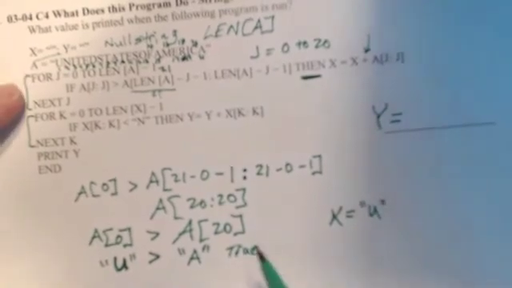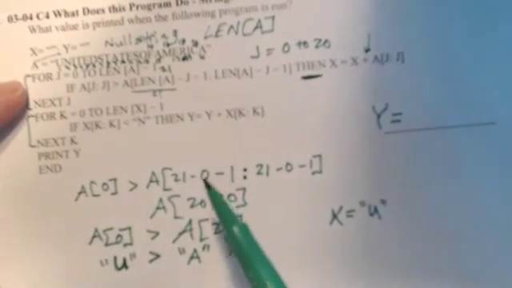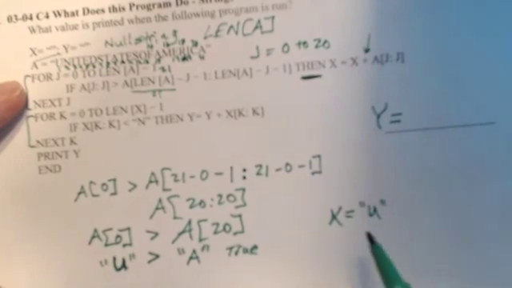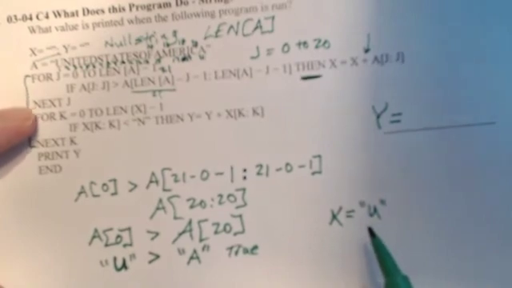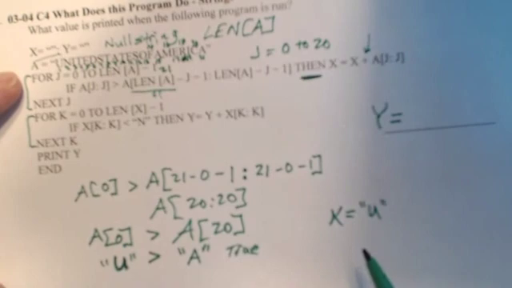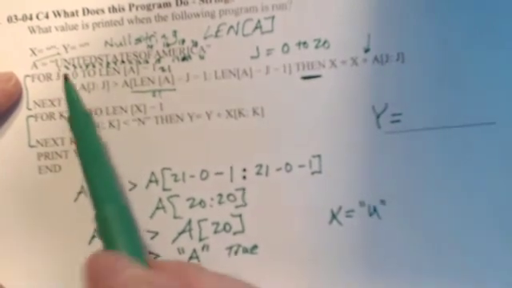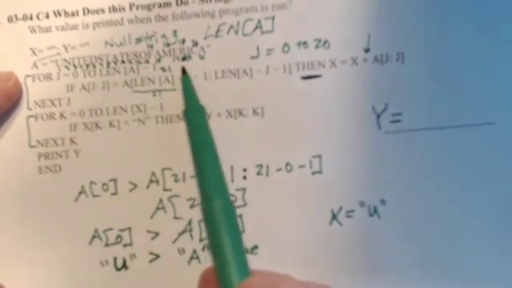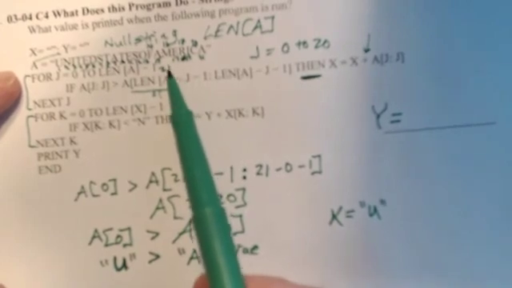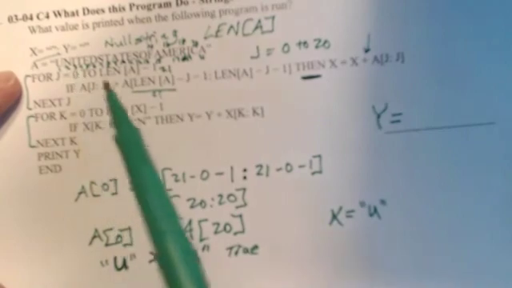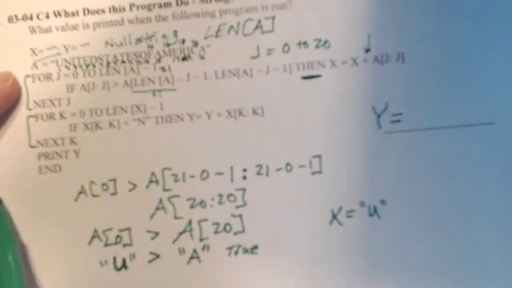Okay, so after one pass in this J loop, in this first for loop, the X string has been extended to just a U. Okay, and we're at next J, and we come back up and J is going to increment, since there's no step, the step is automatically by default +1. So J's value is now equal to 1.